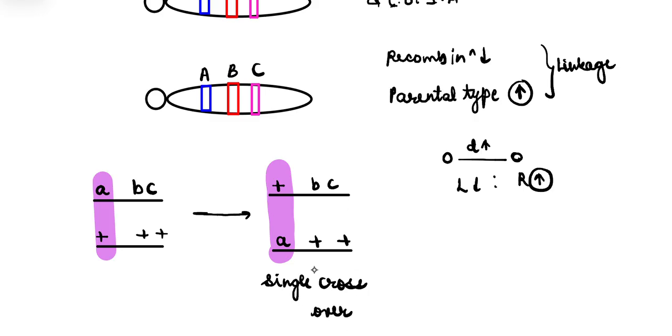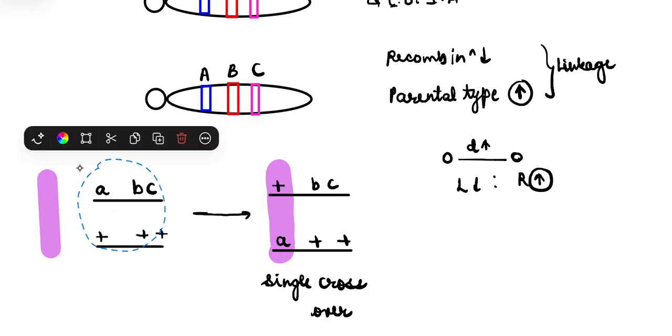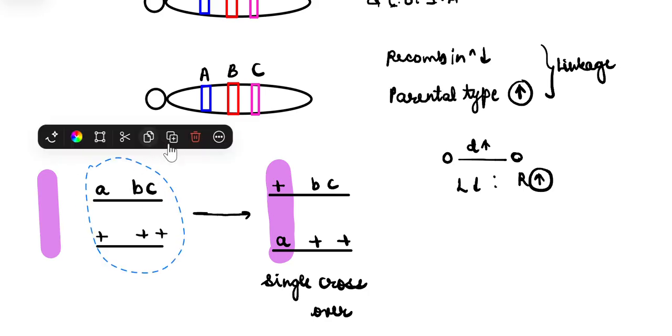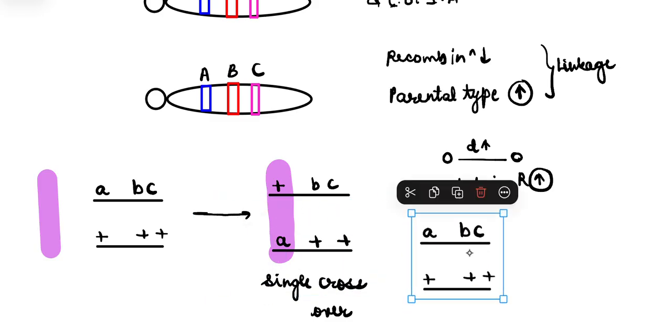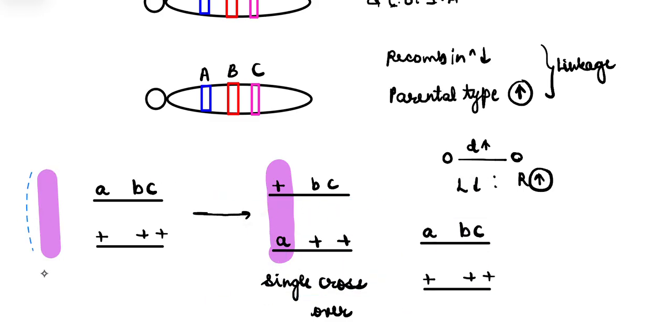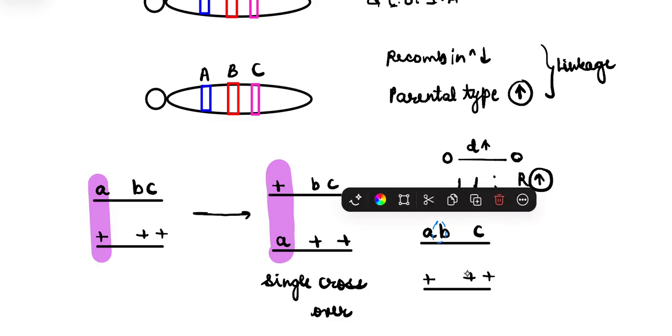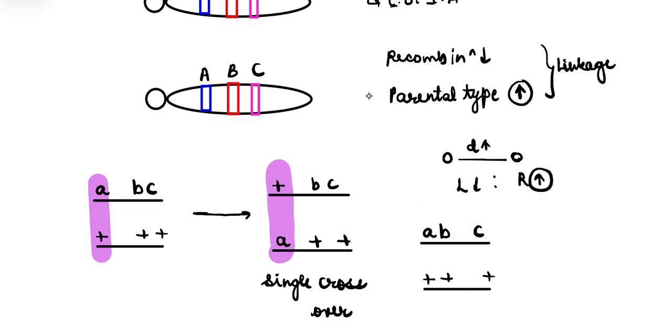In single crossover, only one gene is changing. Now, if you try to imagine it, it can also be that, suppose, I'm just copy pasting the two parents again, and this I'm again bringing here. Now let's say this B is close to A and the C is away from them. Now what can happen? What are the chances?